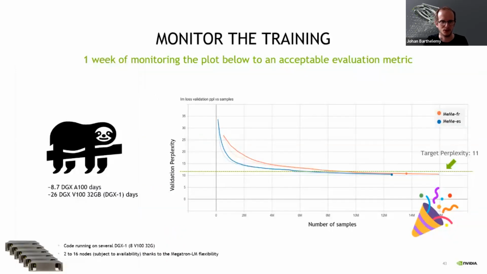Once you started training, you just need to sit back, relax, and wait, right? So you can just enjoy a snack, have a drink with a friend, and you wait roughly 1 week until you can see that the loss is going to the desired level here. So we had a target perplexity of 11, and it took roughly a week to achieve that. So we've got 2 lines here, one for French and one for Spanish. So perplexity, if you're not aware, is just another way to compute the loss for large language models.